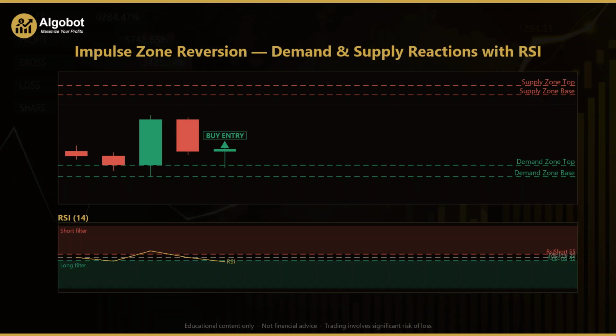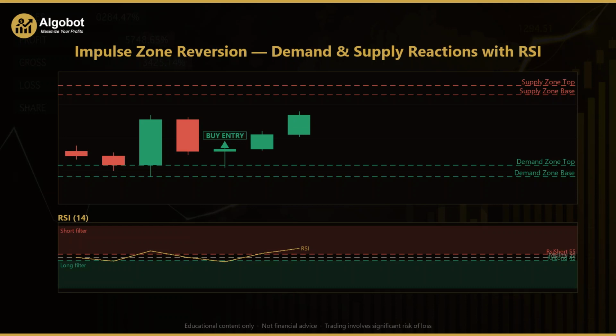You can see that zone marked on screen between the demand zone base and the demand zone top dashed green lines, sitting right where that strong candle began. Now the strategy waits for price to come back. The fourth candle pulls higher first. Then the next bar drifts down and dips its low right into the demand zone. This is the moment of truth.